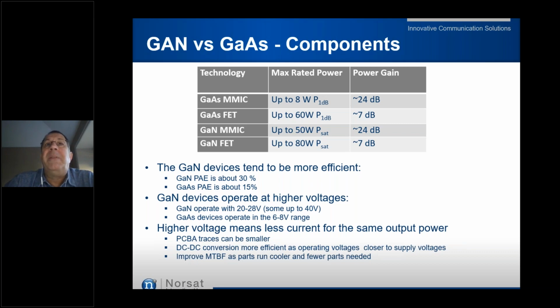So GaN devices tend to be more efficient, typically almost twice as efficient. The power added efficiency of a GaN device is about 30%, whereas a GaAs is more like 15%. The GaN devices do operate at higher voltages, typically 20 to 28 volts, and some even as high as 40 volts. GaAs devices operate more in the 6 to 8 volt range. And these higher voltages mean that there's less current required for the same output power. So PCBA traces can be smaller. The DC-DC conversion parts of the SSPA can be smaller and a little more efficient, mostly because the typical power that you feed these devices with, 24 to 48 volts, is much closer to the actual voltages required internally. So there's a bit of efficiency there.